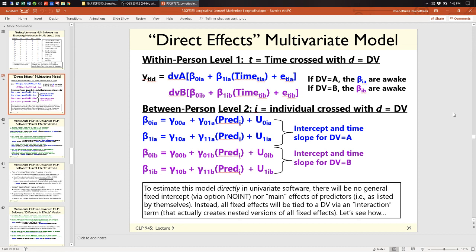So this I consider to be multivariate multi-level. SAS is being tricked into thinking it's a 3-level model, but it's not, because time and DV are crossed. So I'm just estimating a time within person for A and B simultaneously.